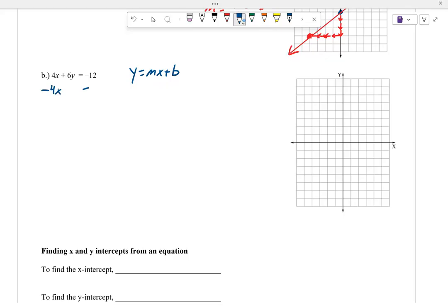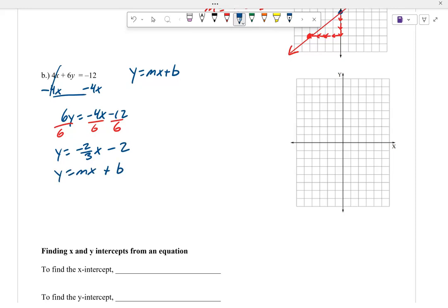Let's subtract 4x from both sides. So now we've got 6y is negative 4x minus 12. Now I've got to get rid of the 6. Let's divide both sides by 6, which means I have to divide each term by 6. So I've got negative 2/3 x, and negative 12 over 6 is negative 2. Okay, there we go. Now we're talking. I've got it in slope-intercept form, right?